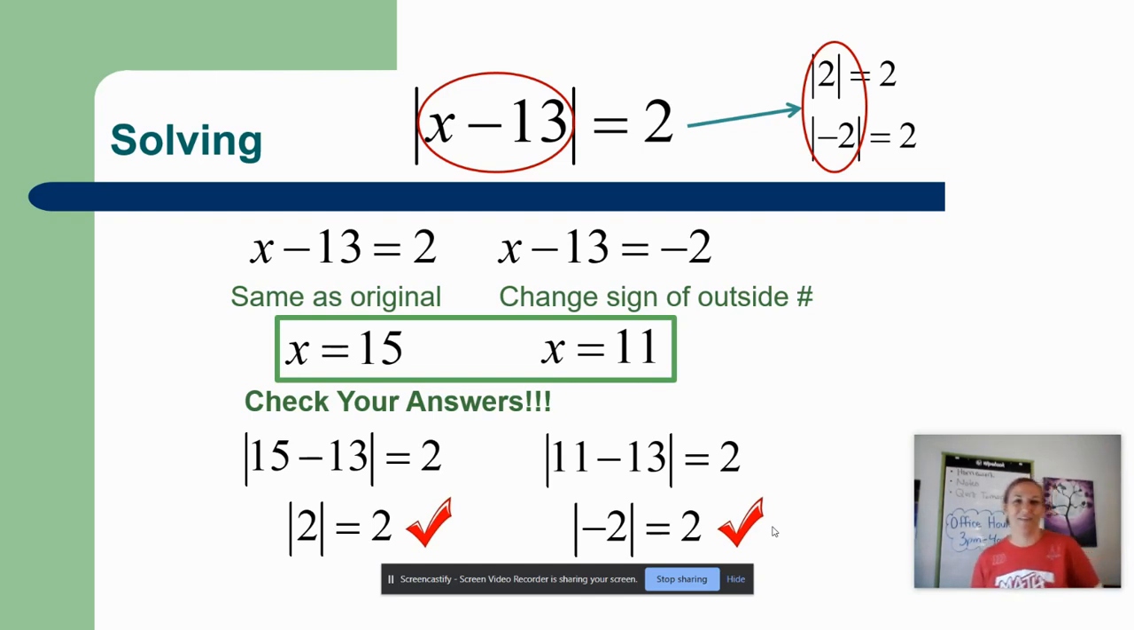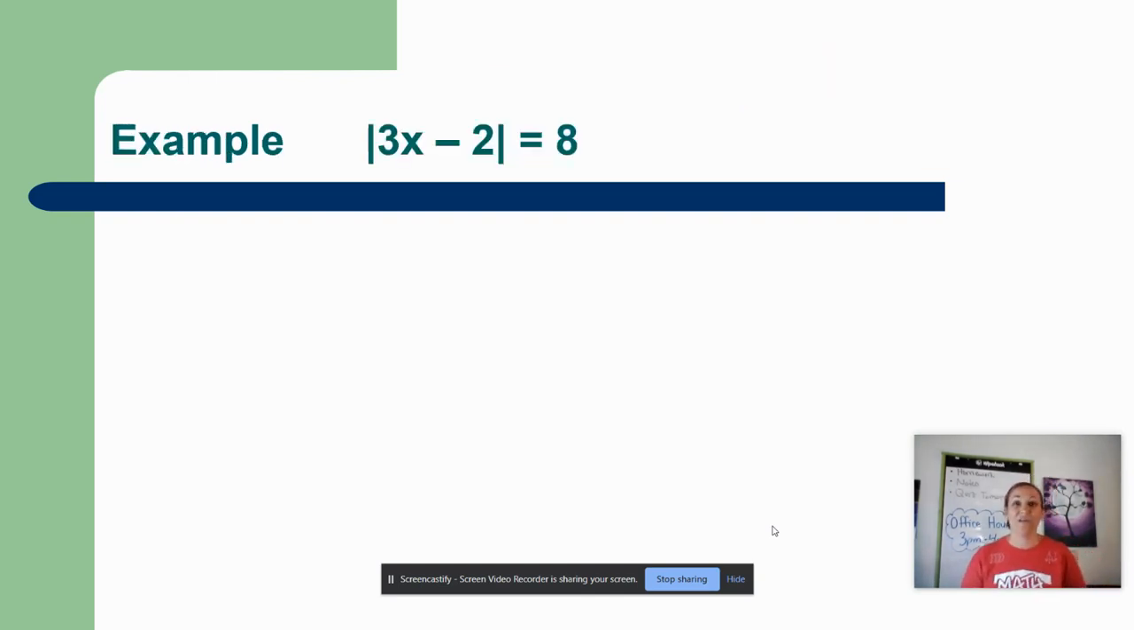Let's do one more together. So here I have the absolute value of 3x minus 2, and it's equal to 8. So as we learned in our previous problem, we're going to take this and split it into 2 separate problems. For my first problem, I write it exactly how it looked without the bars: 3x minus 2 equals 8. For my second problem, I take the outside number 8 and I make it negative instead.